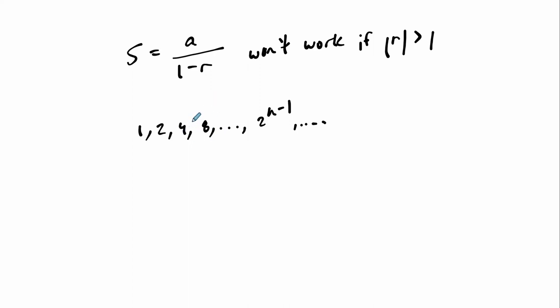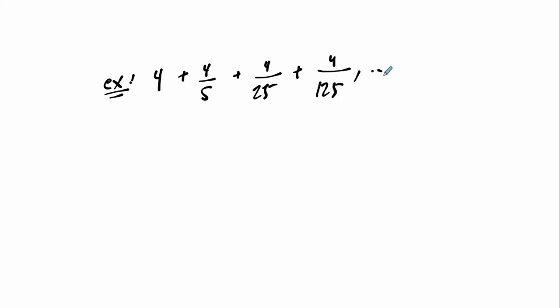There's no number we can really work with here. And that's because r is too large. R equals 2. The absolute value of r is not less than 1, so we can't analyze it. It doesn't converge towards some number. If you added all these up, it would just go towards infinity. However, if the absolute value of r is less than 1, we can actually work with this. Let's look at an example, and then we'll prove the formula.